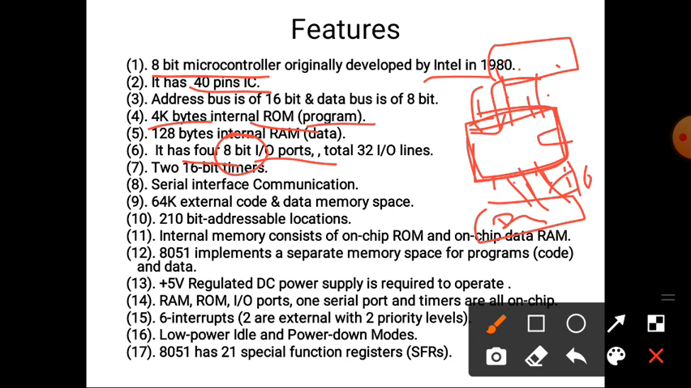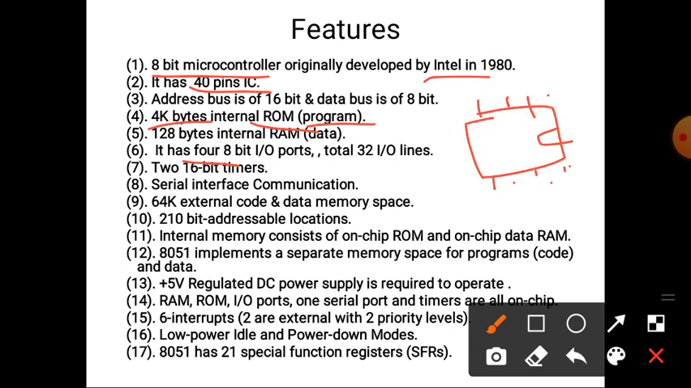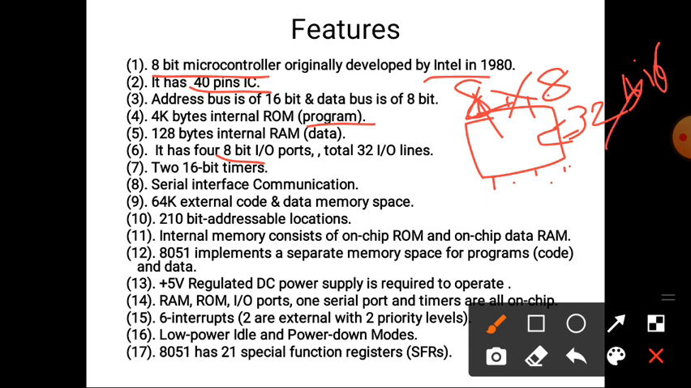So how many IO ports does the 8051 support? It supports 4 IO ports, and each IO port has how many bits? It has 8 bits. So in total, 4 ports with 8 bits each, 8 into 4, is 32 IO lines.